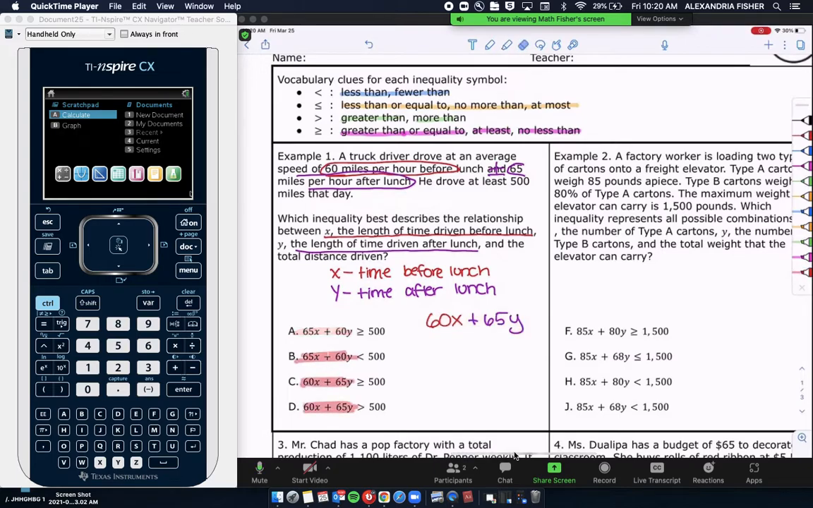Okay, so we can see that this is 65x, and that doesn't match, so let's eliminate A. 65x, that doesn't match, so let's eliminate B. 60x, 65y. So that's maybe an answer. So now we see that it's 500 on both. The only difference is the symbol.